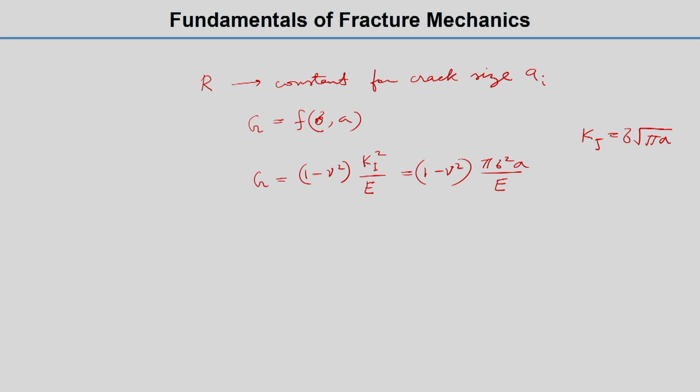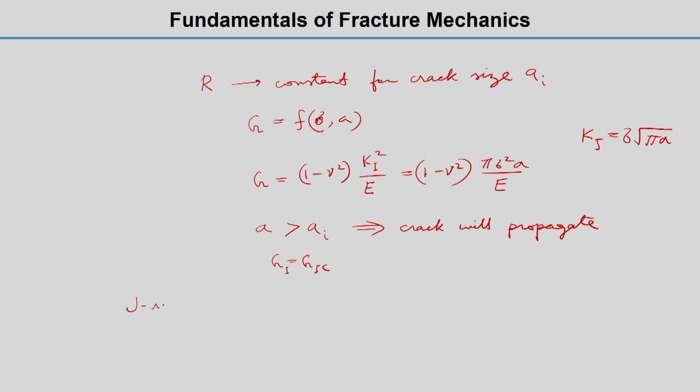As I told already, if the crack size A is greater than AI, then the crack will continue to grow, the crack will propagate, and that means our G is equal to GIC, or we can say GI is equal to GIC.